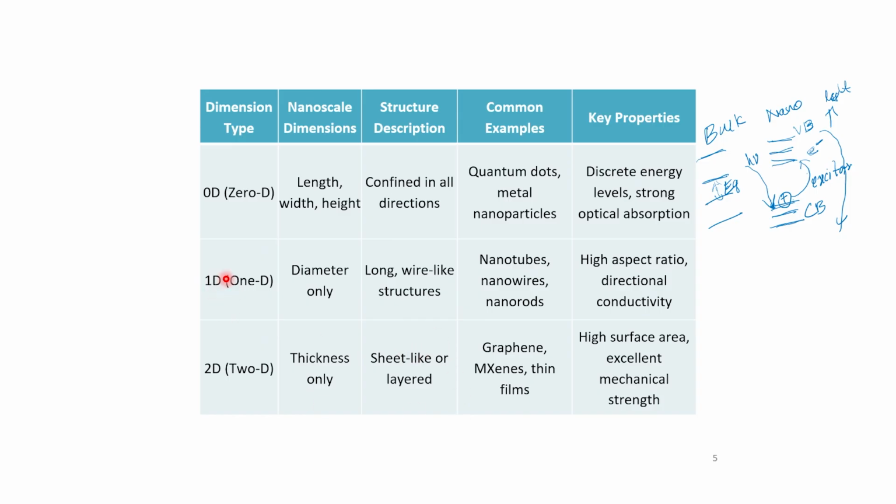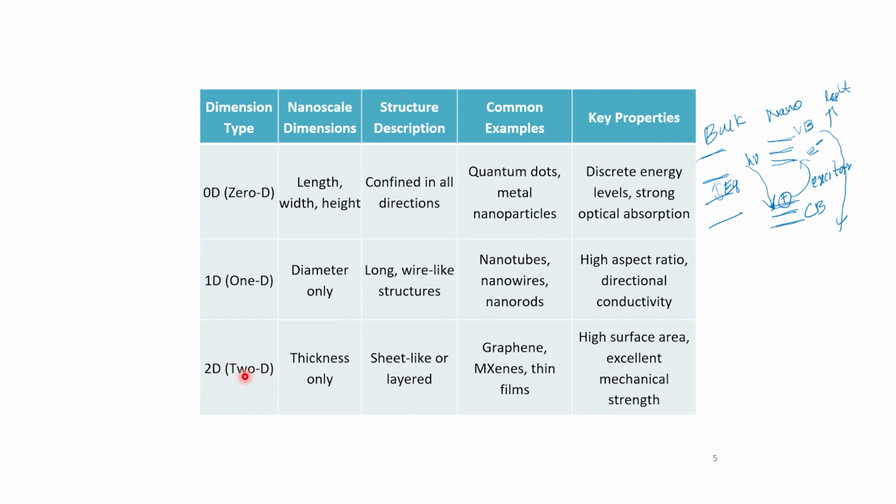In the 0-dimensional case, in all directions your electron was confined. Your electron was confined in all directions. That was 0 dimension. It could not move in any direction. One dimension is where it could move only in one direction. So, confinement was in 2 directions. Now, your confinement is in one direction.